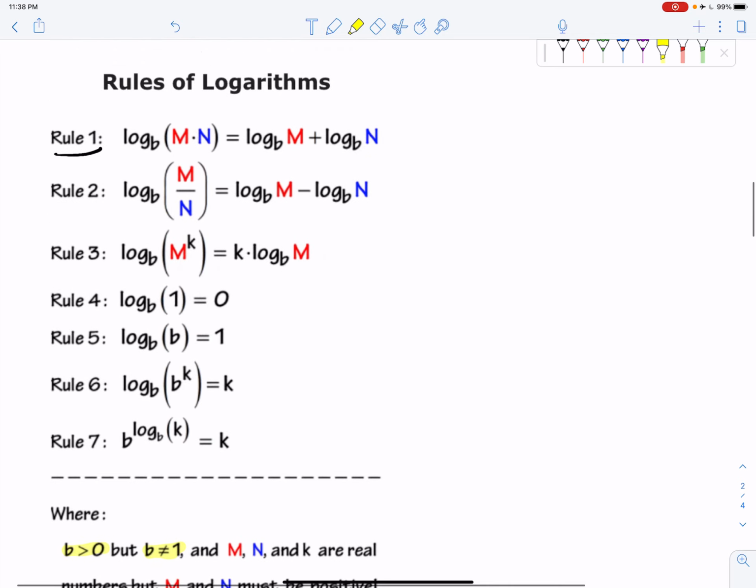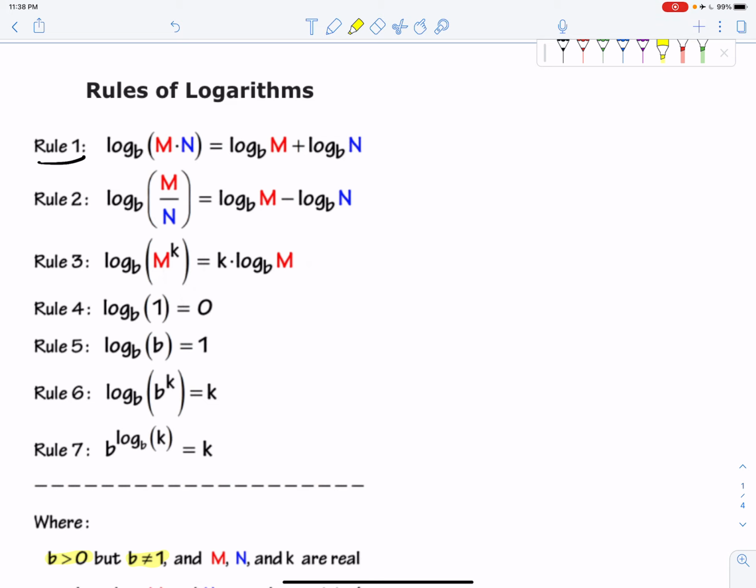But rule number one. Now remember, we talked about logarithms and exponentials being inverses of each other. So they have some real similar characteristics you might be able to see here. For instance, notice how rule number one says log base b of m times n equals log base b of m plus log base b of n. Now notice the bases are the same. And what do we know in the exponential world? So this is a review. In the exponential world, what would go with rule number one?